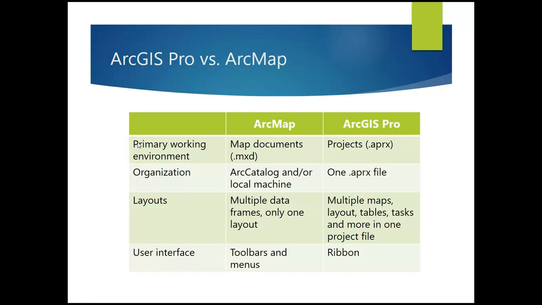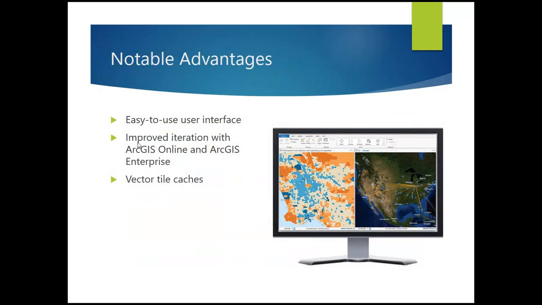So now let's take a look at a couple of these more in depth and look at the most notable advantages of ArcGIS Pro. And the first one being what I just mentioned, the easy-to-use user interface. There is also an improved integration with ArcGIS Online and ArcGIS Enterprise, where you can utilize ArcGIS Online services as well as publish them to ArcGIS Online as well. And the last one I'll touch base on, which some of you may not have heard of, and it may not be as popular when looking at the advantages of ArcGIS Pro, is vector tile caches.